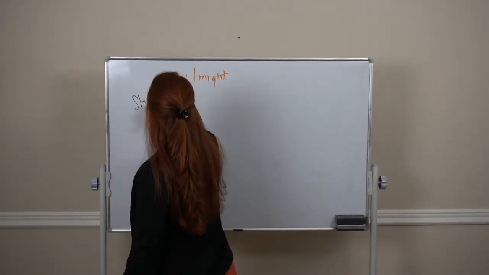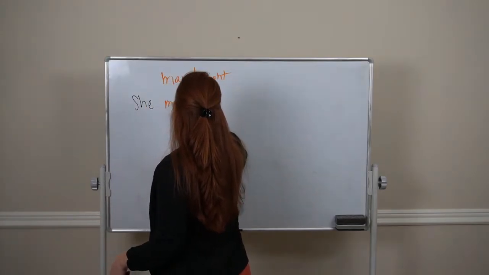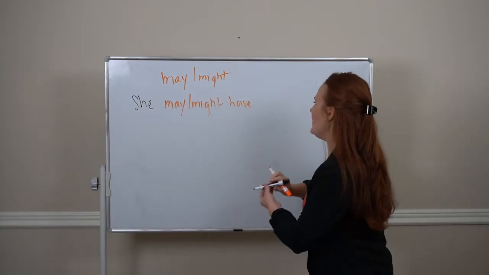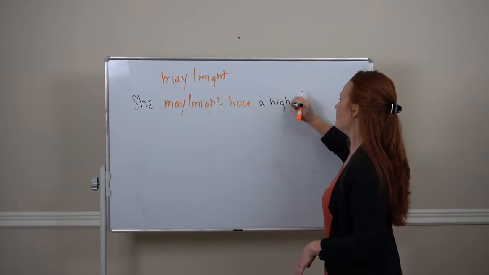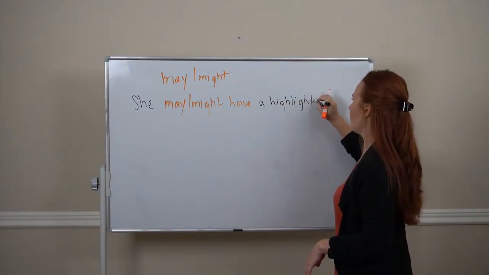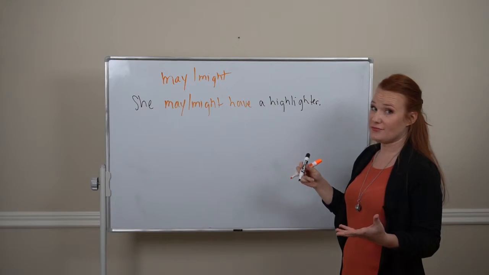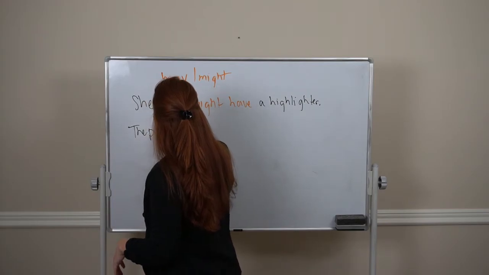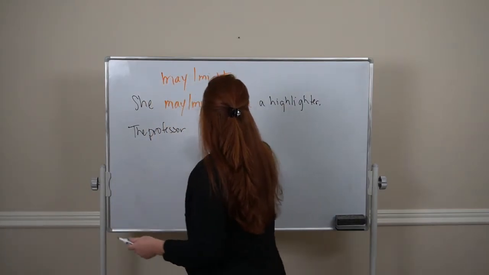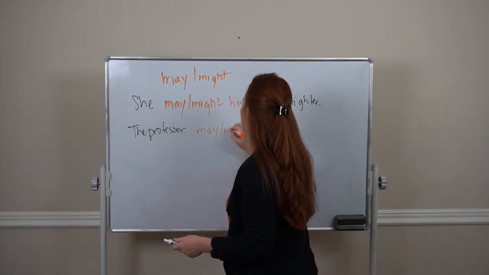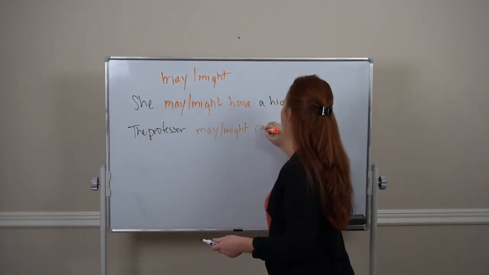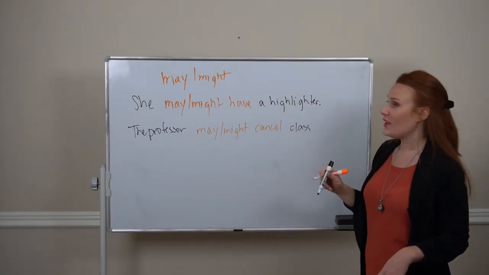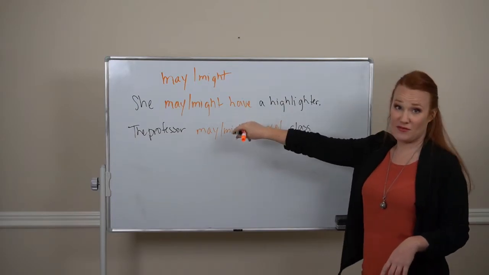Say, she may or might have a highlighter. It's a possibility, I'm just not sure. Prediction for the future. The professor may or might cancel class. Wouldn't that be nice? So present and future, same form.